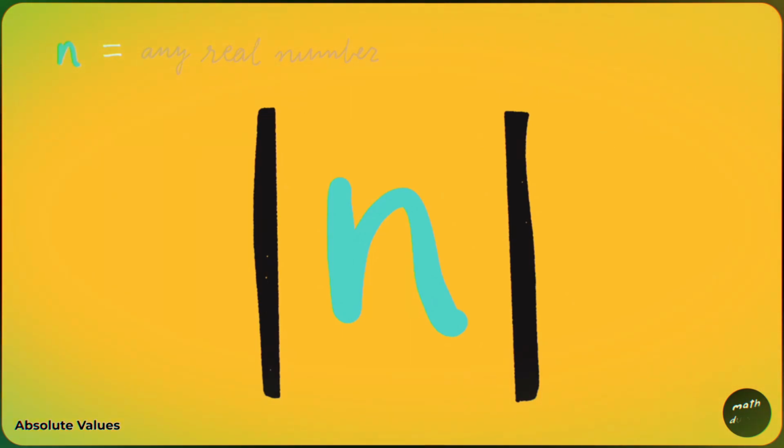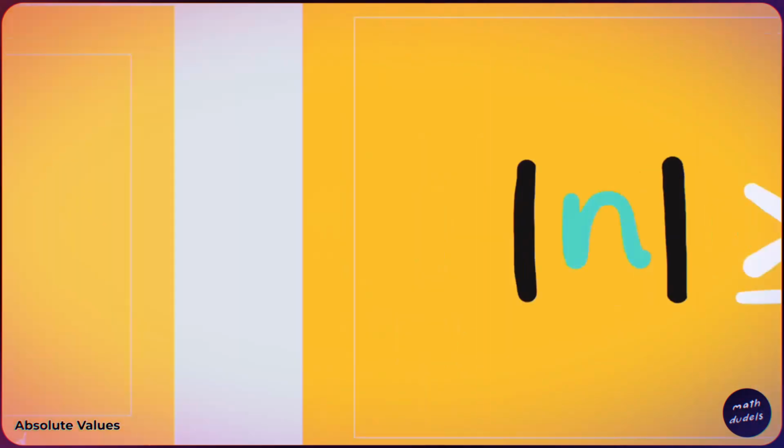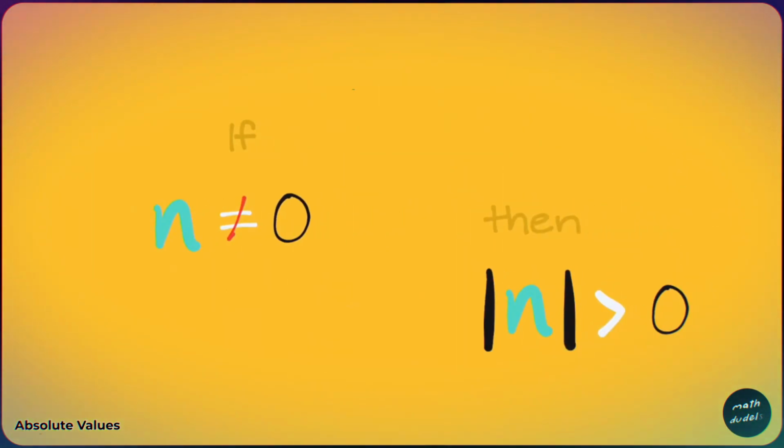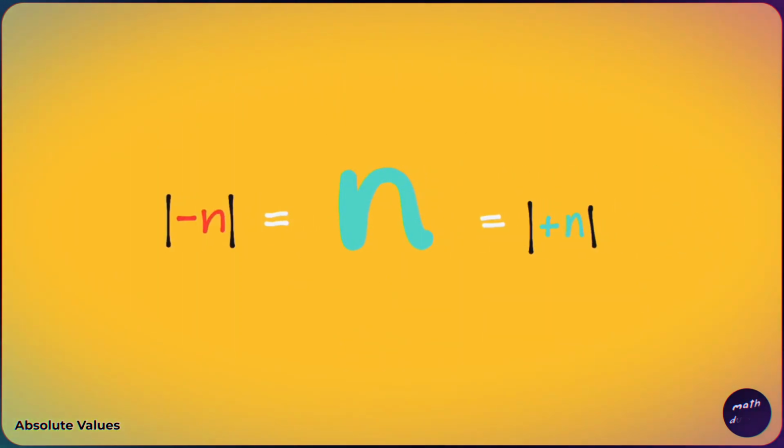If we use n as a variable that represents any real number, absolute values of n are noted like this, and they always express quantities greater than or equal to 0. If we know n is certainly not 0, we can say the absolute value of n is a positive number. Negative n and positive n inside these lines that represent their absolute value both equal positive n.